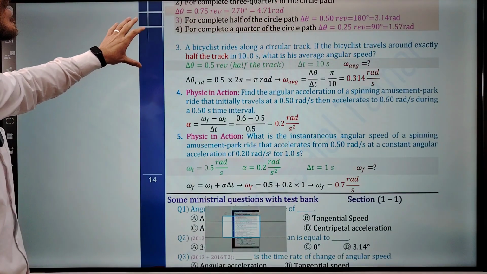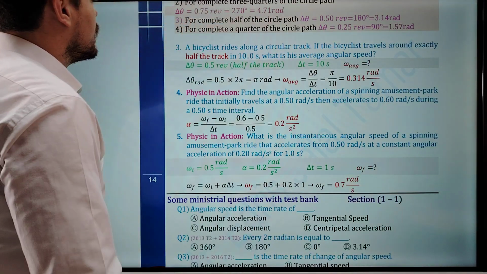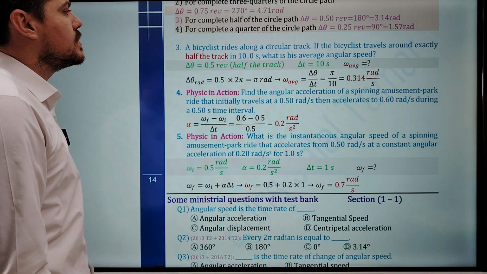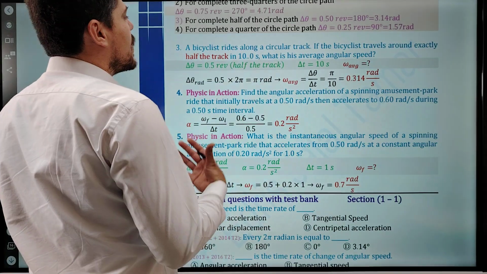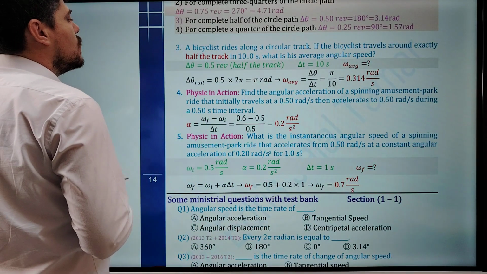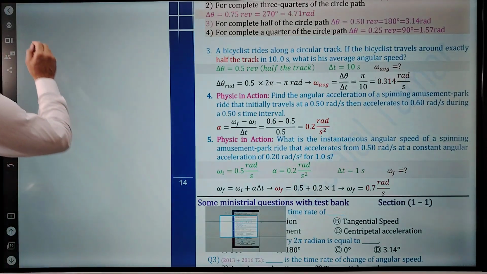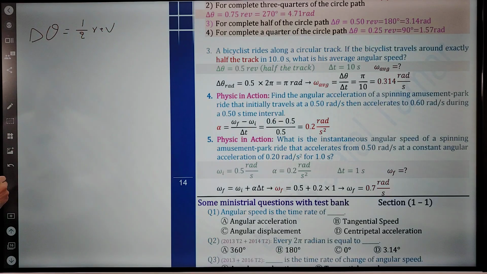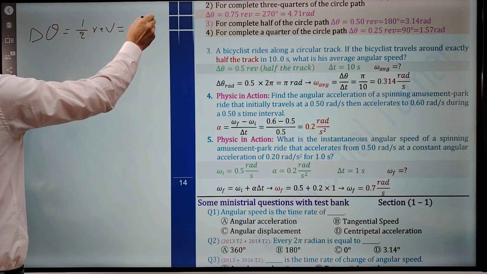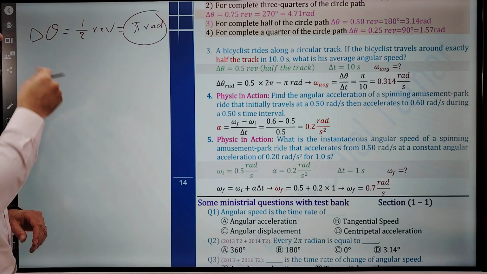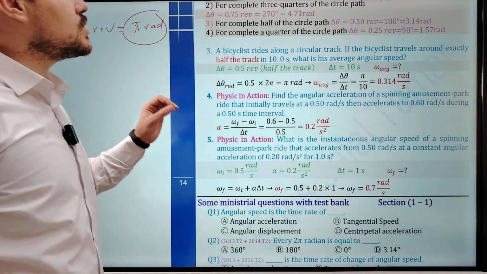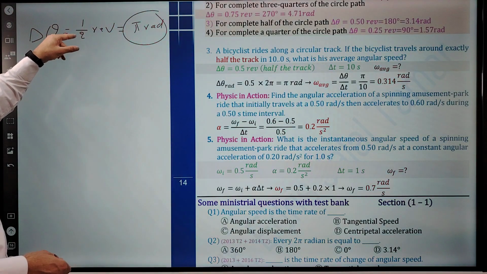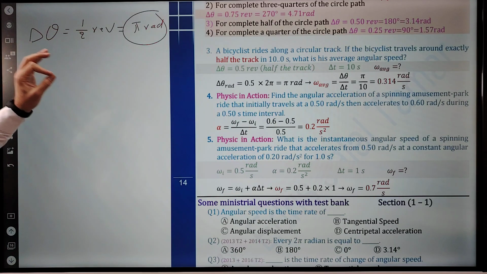For every 3 questions, I wrote some notes about the tricky questions. Question 3: a bicyclist rides along a circular track. If the bicyclist travels around exactly half the track, what do you mean by half the track? It means that theta is equal to 1/2 revolution, which is equal to pi rad. But if the question says the bicyclist travels around exactly 3/4 of the circular path, theta is equal to 3/4 rev and is equal to 4.71 rad.